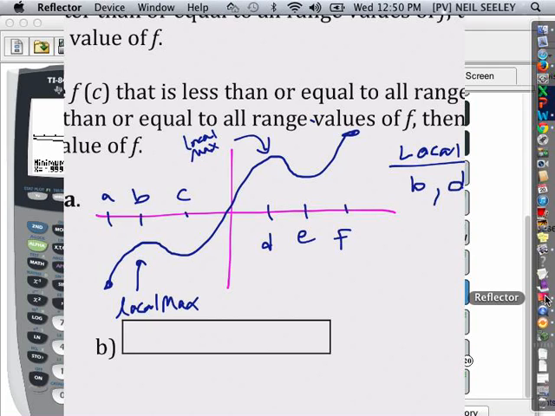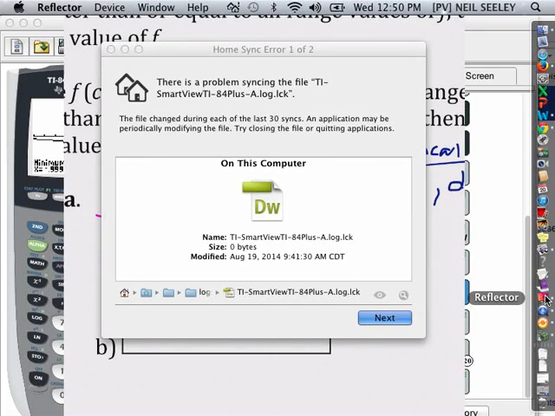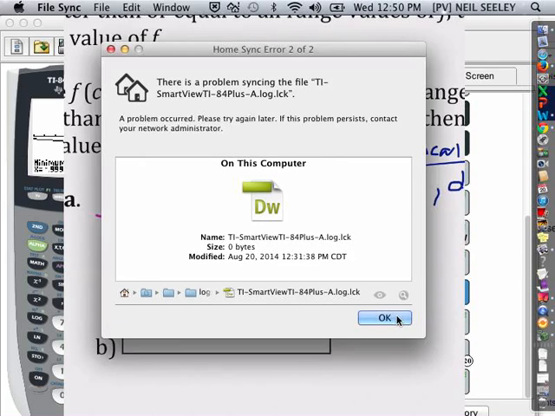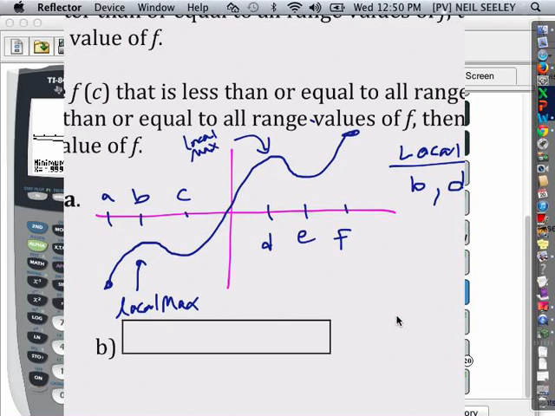Which one, F? Ah, that's a really good question. So what about F? I mean, it's way up there. That ends up being our absolute max. So that's a really good point. What do you say about this? This is the absolute max.